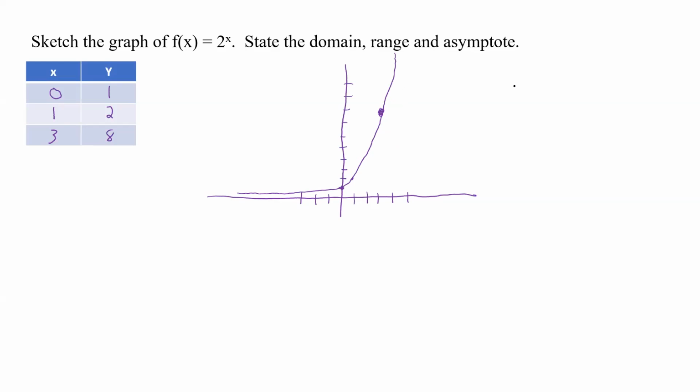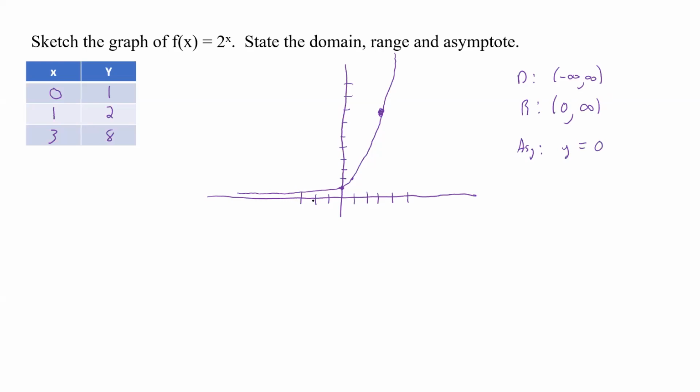So now what is our domain? Well, the domain is all the x's. And so basically we're going from negative infinity to positive infinity. What about the range? Well, we're not getting to 0, but we're getting close. So the range is going to go from 0, and it's just going to keep going up to positive infinity. And our asymptote is just y equals 0 here. And so that's what our asymptote is.